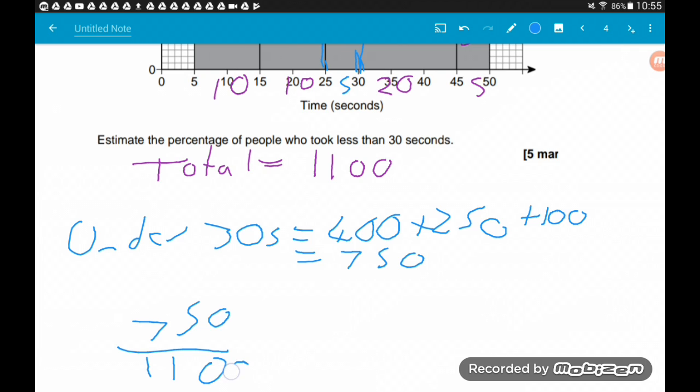So to turn that into a percentage, you can just put that straight into your calculator, or do 750 divided by 1100, press the SD button to turn it into a decimal, and then multiply by 100, and that is going to give us 68.2% if we take it to one decimal place.